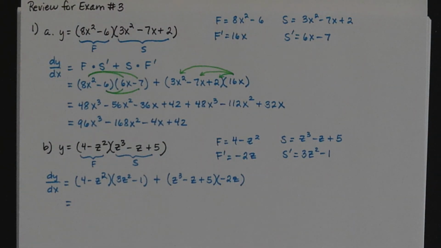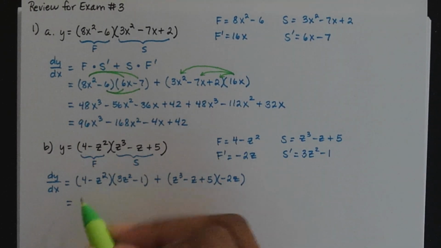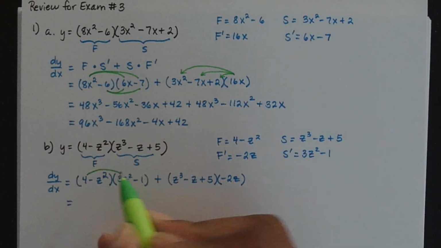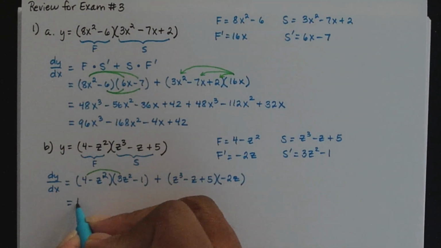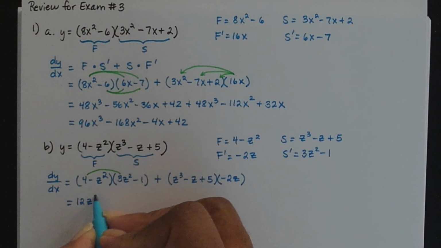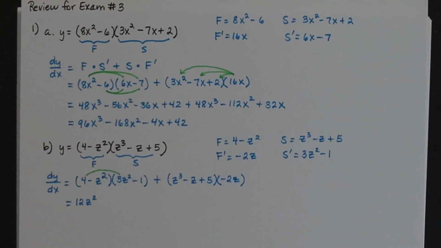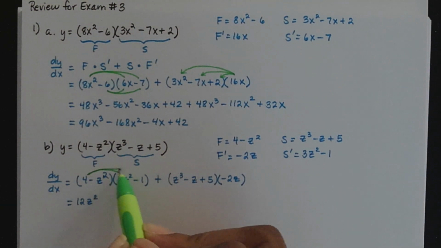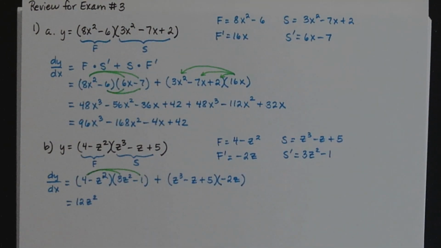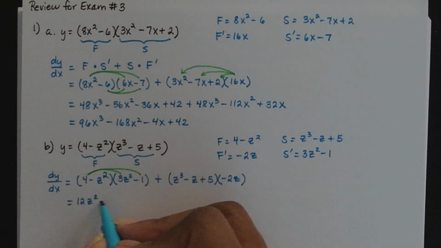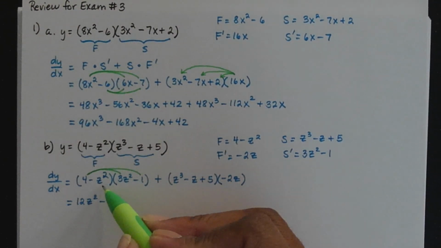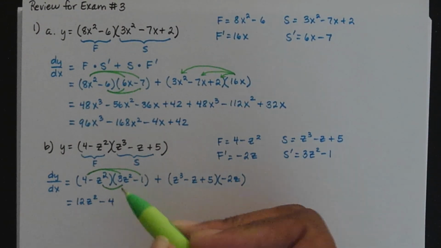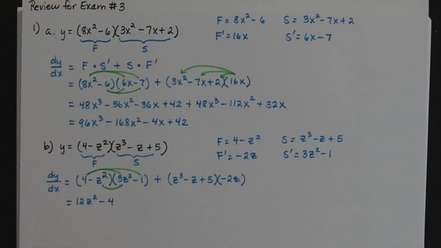And then we go ahead and simplify all of this. This part we have to use the FOIL method, so we have to do 4 times the 3z squared. That's 12z squared. And then I'm going to do 4 times this minus 1. That's minus 4. The inner is minus z squared times 3z squared.